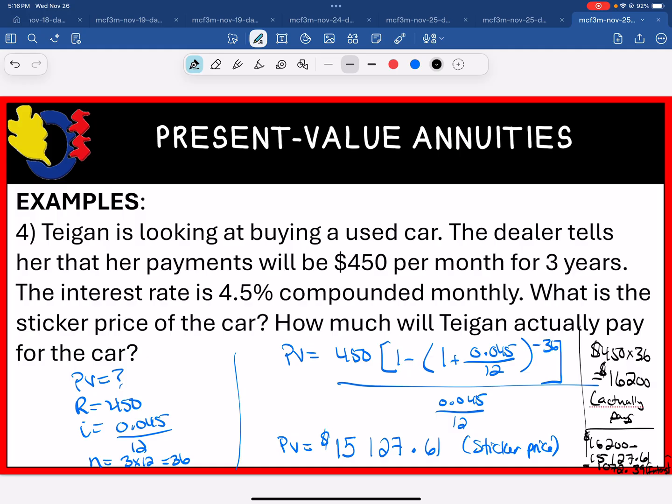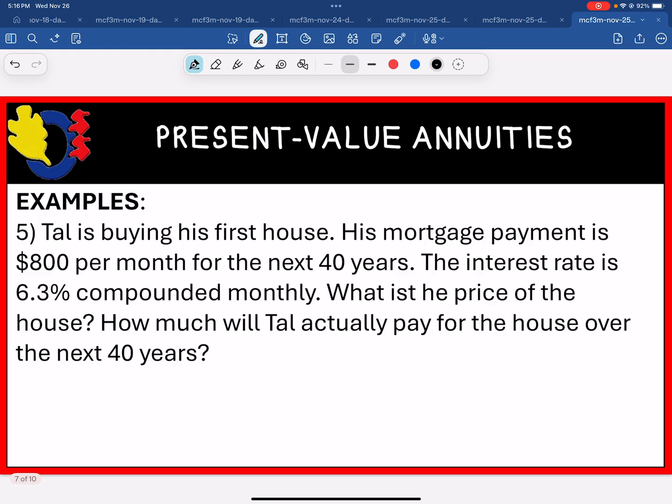Okay, we have one more example. Tal is buying his first house. His mortgage payment is $800 per month for the next 40 years, the interest rate is 6.3% compounded monthly. What is the price of the house? How much will Tal actually pay for the house over the next 40 years?